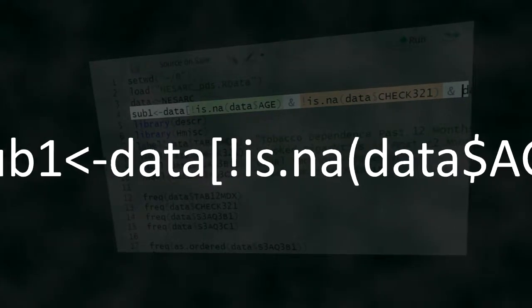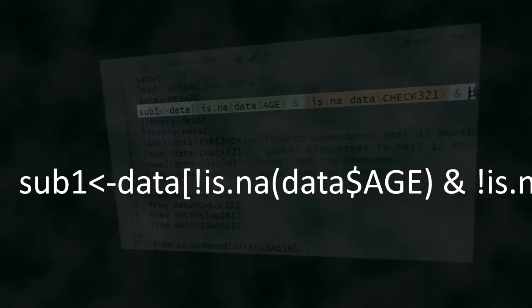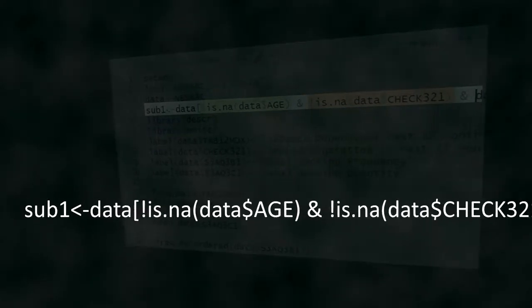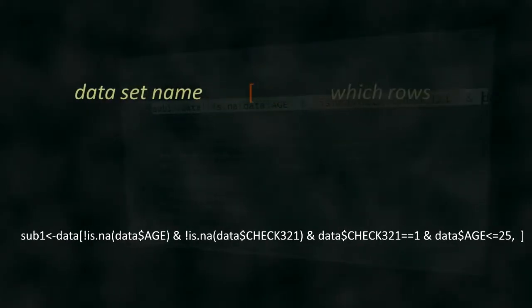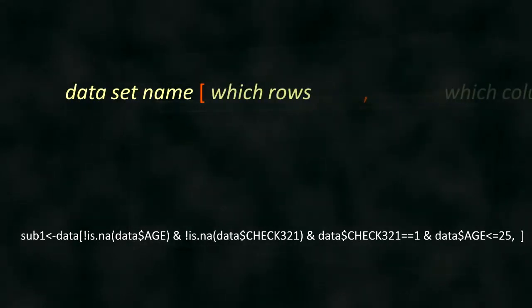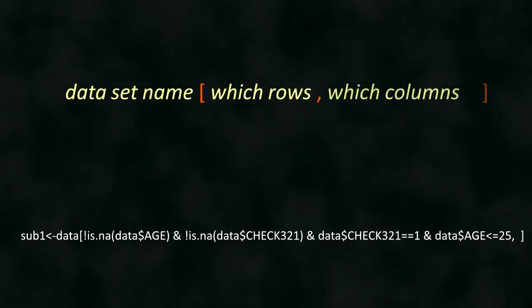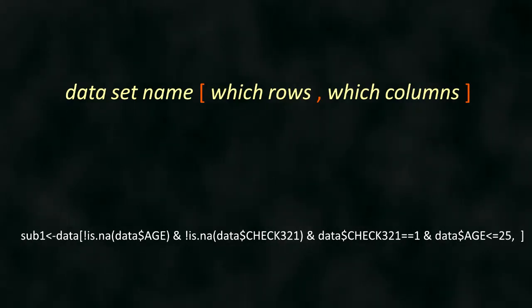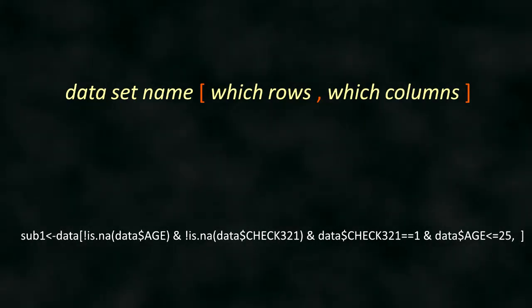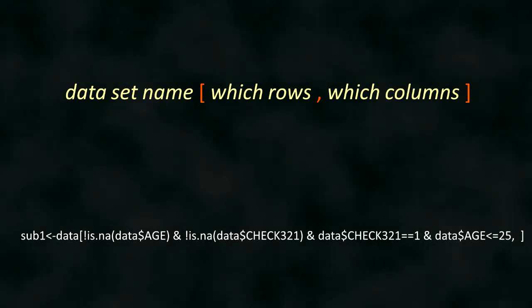The format for the remainder of the code remains unmodified, and it follows the model: dataset name, square bracket, which rows, comma, which columns, in square bracket. This is where we define what observations or rows we want to keep on the left side of the comma, and what variables or columns we want to keep on the right side of the comma.